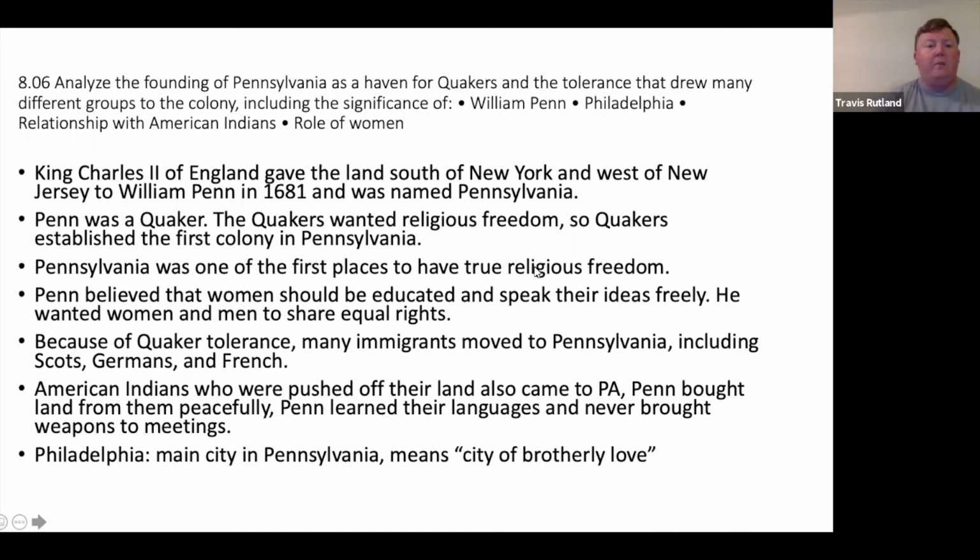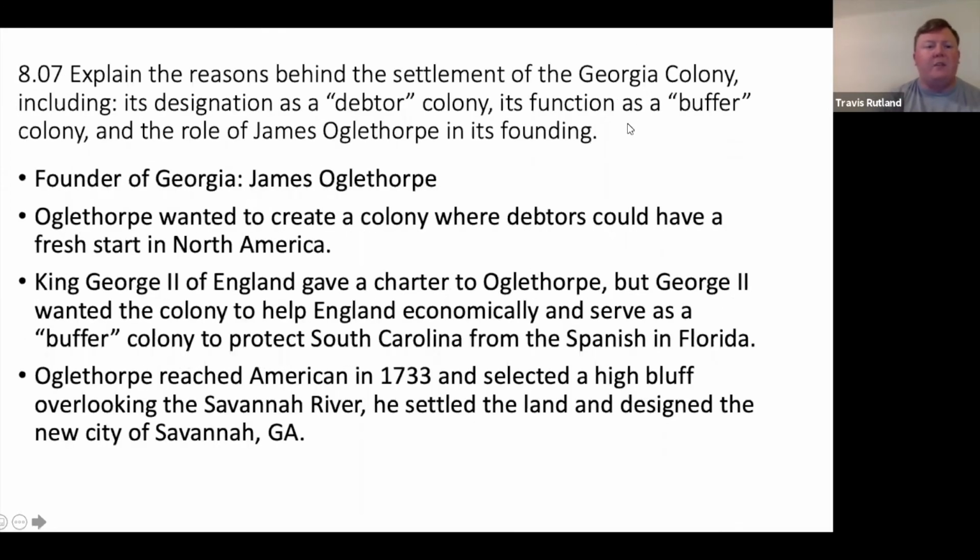That was Philadelphia. All right, so 8.07, we're going to explain the reasons behind the settlement of the Georgia colony, including its designation as a debtor colony, its function as a buffer colony, and the role of James Oglethorpe in its founding. So the founder of Georgia is James Oglethorpe. Remember the OG, he's the OG of Georgia.